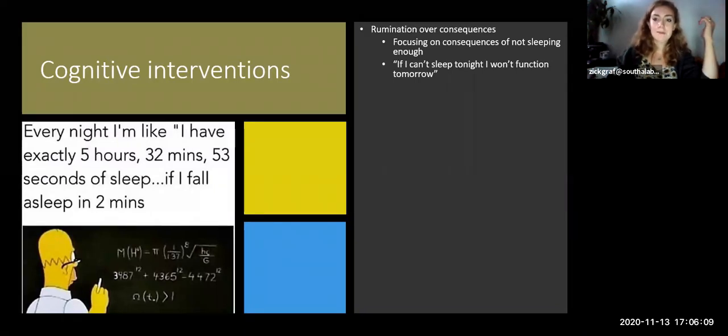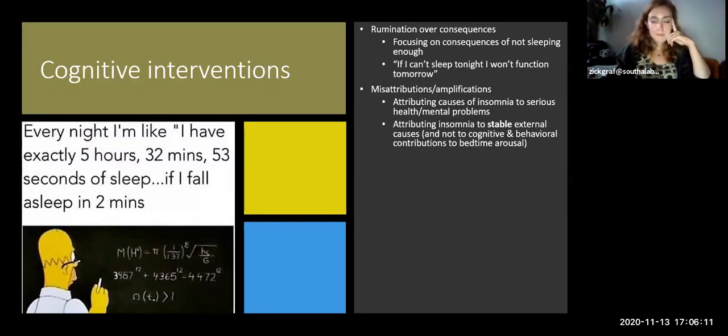That type of repetitive ruminative thinking about the consequences of not sleeping definitely makes it harder to sleep because it's making you anxious. People with insomnia and unhelpful beliefs around sleep will often make misattributions about the cause of insomnia, or they'll amplify the importance of insomnia. So they'll attribute it to really serious mental health problems or physical health problems. They'll think of themselves as someone who can't sleep. They'll be up all night reading studies about fatal familial insomnia and wonder if this is the beginning of a neurodegenerative disease process for them.